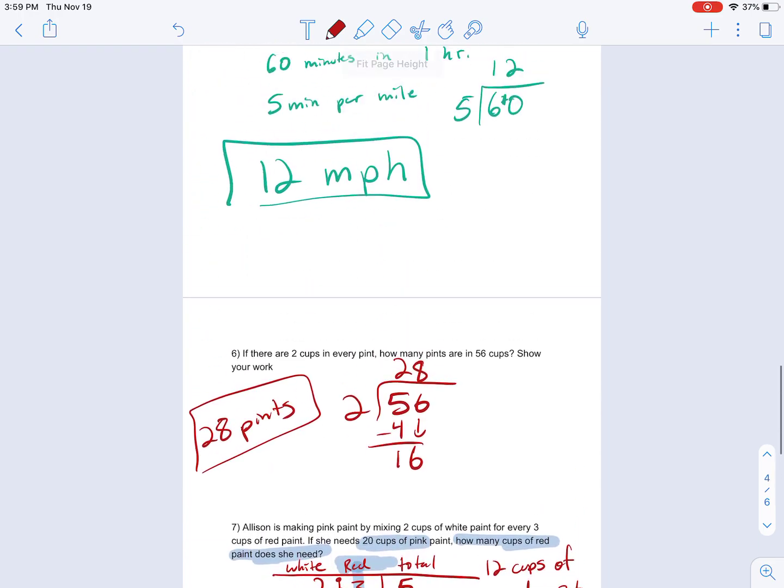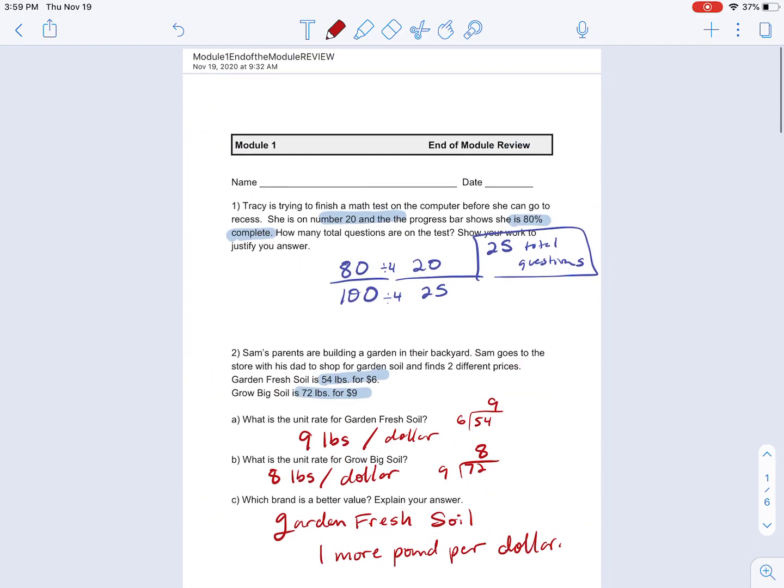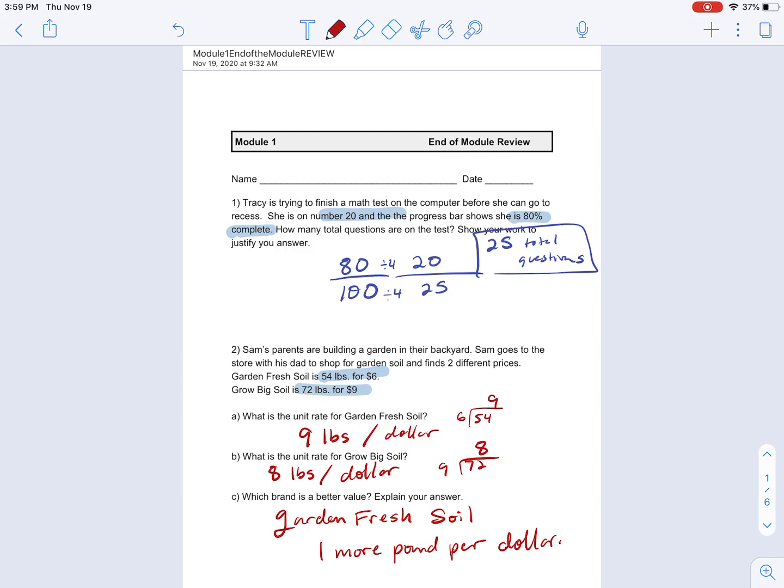Okay, guys, those are your answers. Please study this. Use this for the test tomorrow.